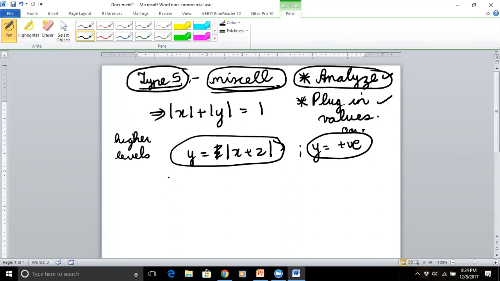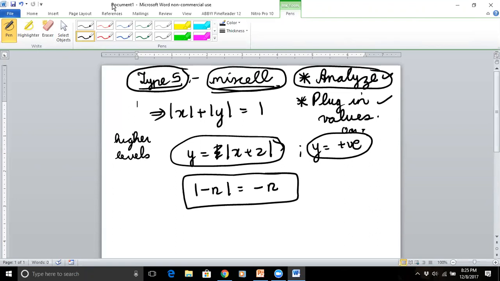Okay. Let's take another example. Say mod of minus n is equal to minus n. I want all of you to analyze this equation. Mod of minus n is equal to minus n, and tell me what you can analyze about n, please. Just think about it. Always keep in mind, when anything is equal to a mod, that anything will always be positive.